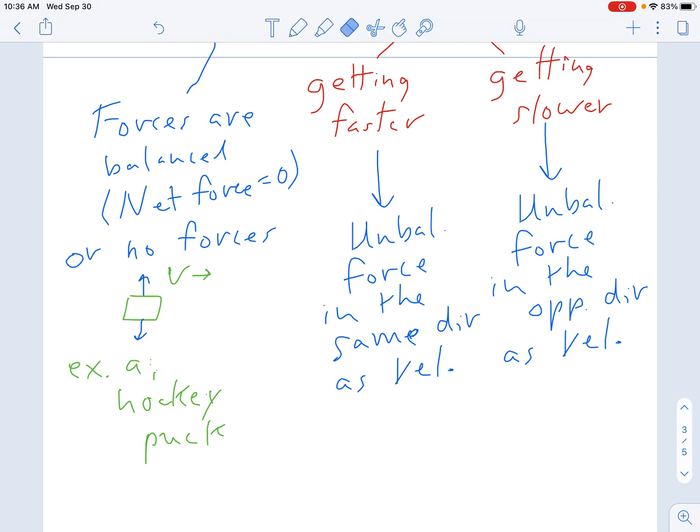To put a diagram with this other case of getting faster, that would mean going to the right, but having some unbalanced force acting on it to the right. So F applied. And although I'm not drawing in the normal force and the gravity force, they are still present there.